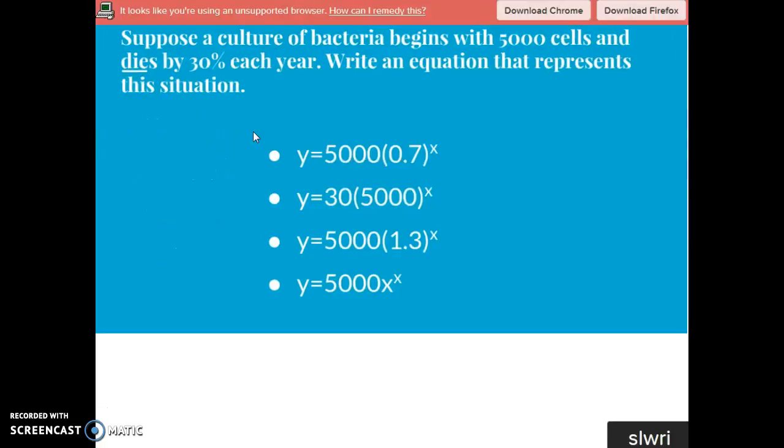Suppose a cultural bacteria begins with 5,000 cells and dies by 30% each year. Write an equation that represents this situation. Well, that sounds like a compound decay, or a compound depreciation. Each year was my signal that it's going to be compounded annually. I know I started with 5,000 cells. I know the rate that it's dying is 30%. I know I'm going to subtract because of the word dies.